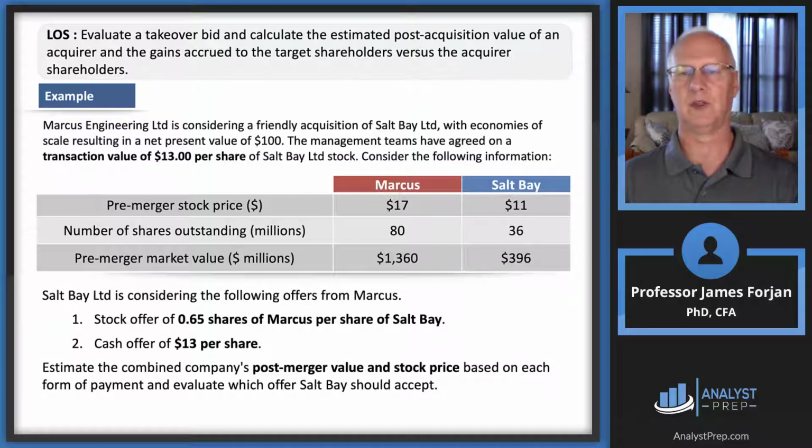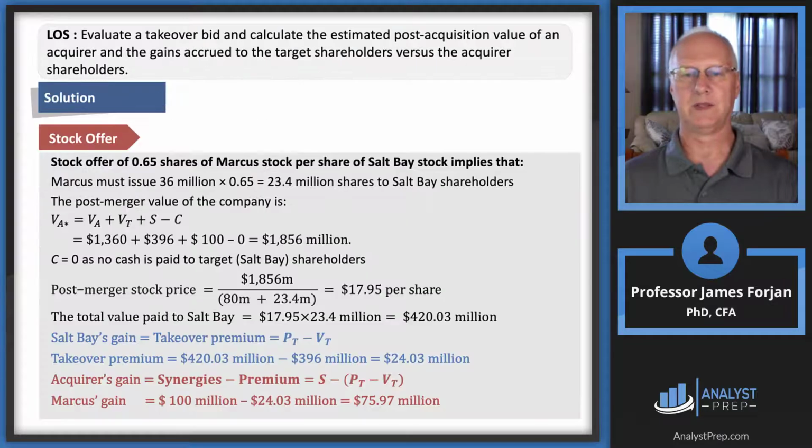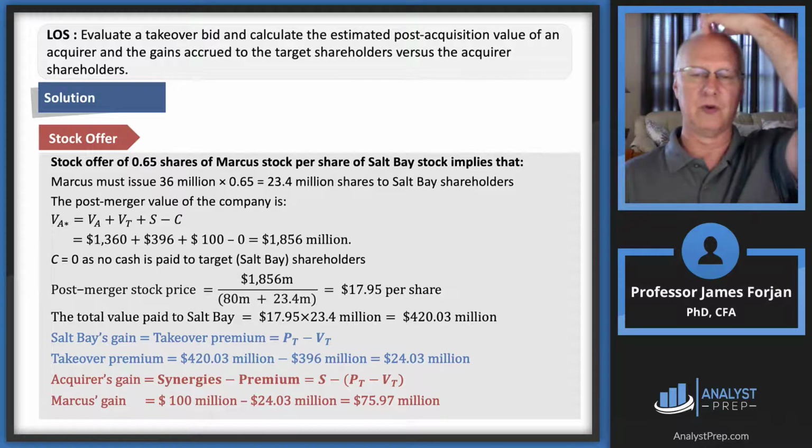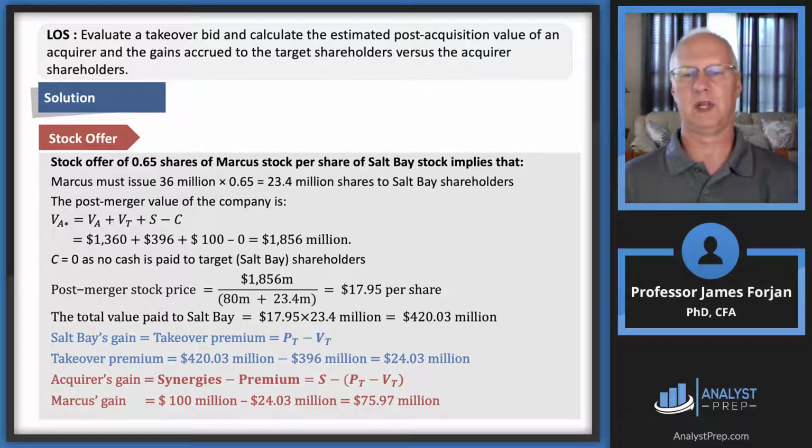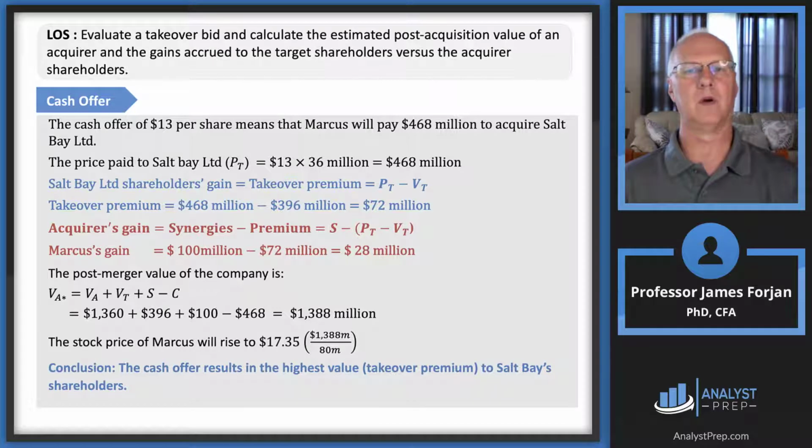So the gain to Salt Bay's shareholders then is the 420 minus the 396 here. Let me just go back quickly. So there's the value pre 396. We offer them 420, so they get 24 million. And then our acquirer's gain is going to be just the difference between the synergies minus that 24 million that accrues to Salt Bay's shareholders. So our gain is around $76 million. So that's where we are under the stock offer. Let's go ahead and work through the math for the cash offer.